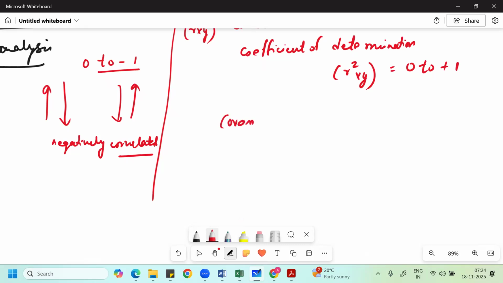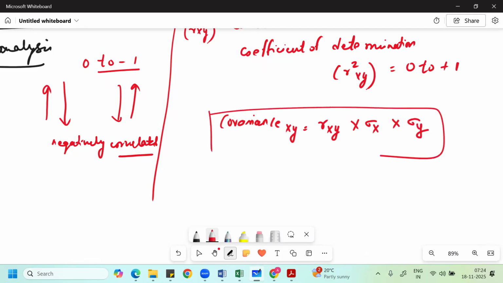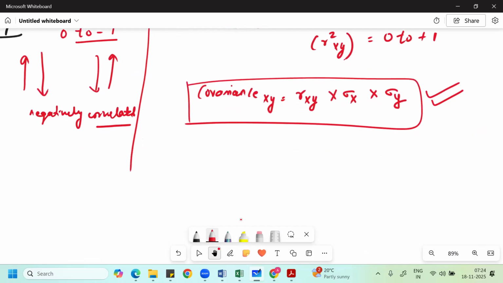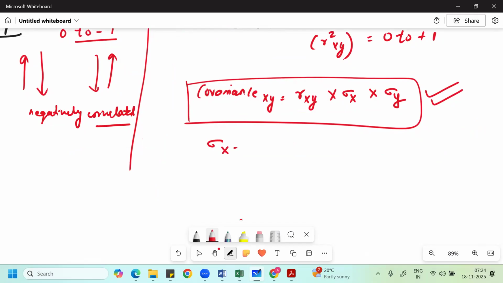Remember this formula: covariance between the two variables x and y is equal to r of xy, where r means the correlation coefficient between x and y, into standard deviation of x into standard deviation of y. This is the formula which you have to remember. You might get some direct question based on this relationship, that the covariance between the two variables is equal to r of xy into sigma of x into sigma of y, where sigma is the standard deviation.